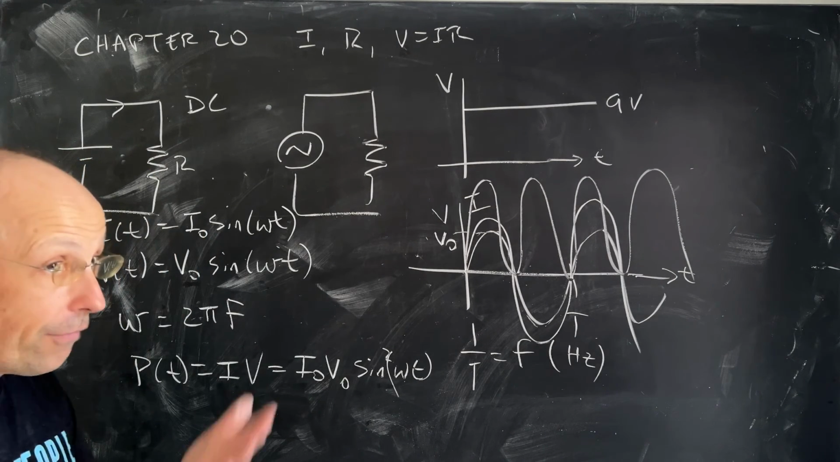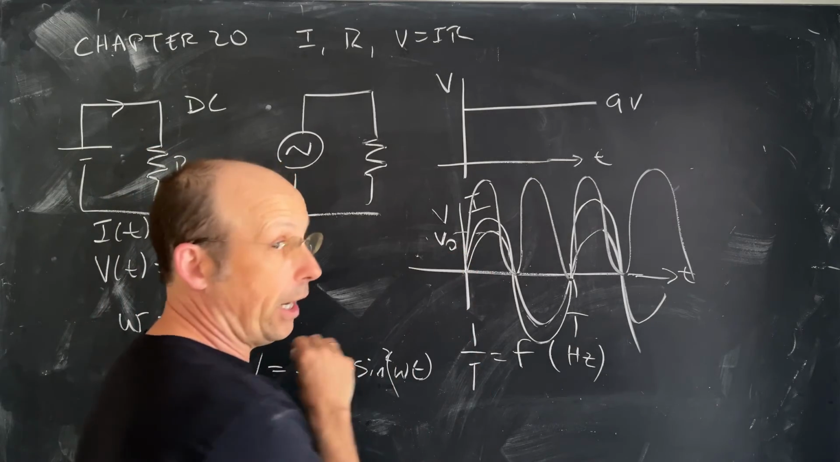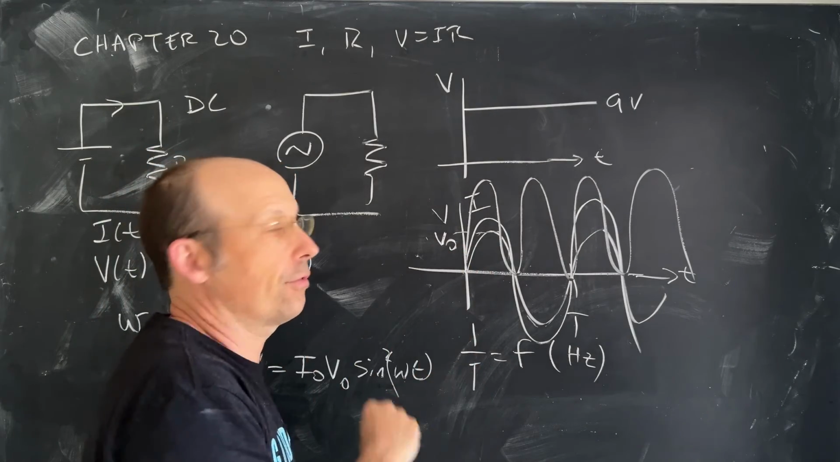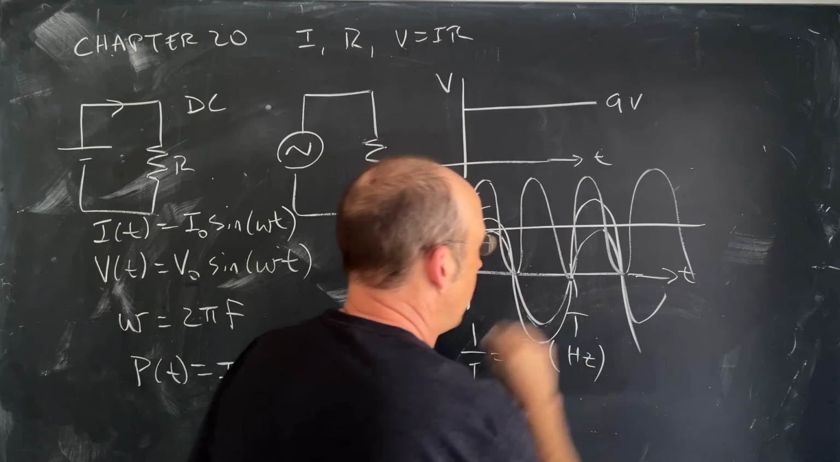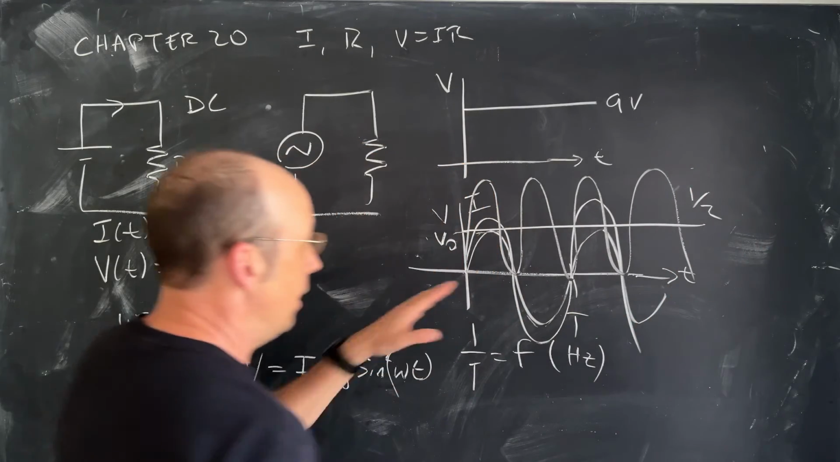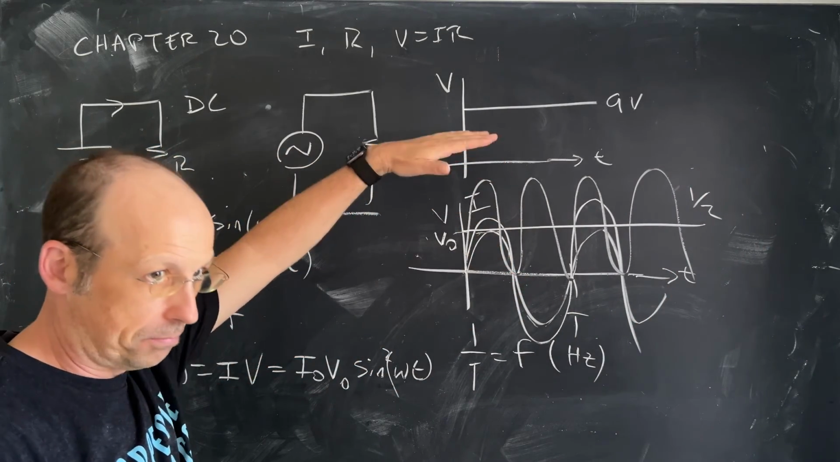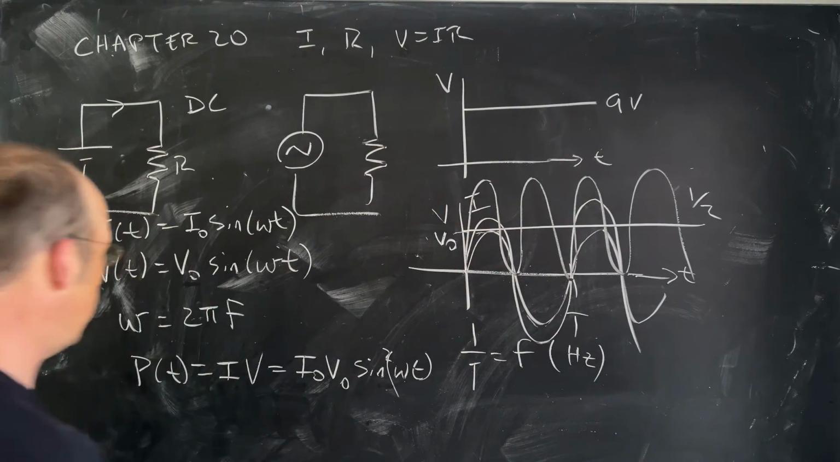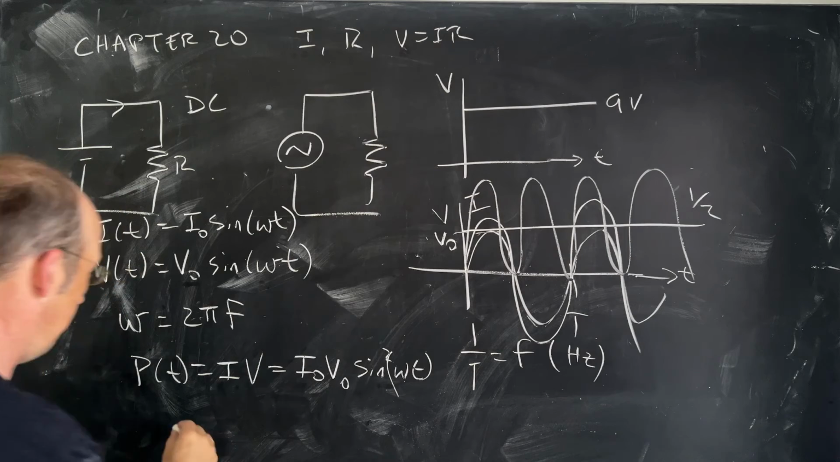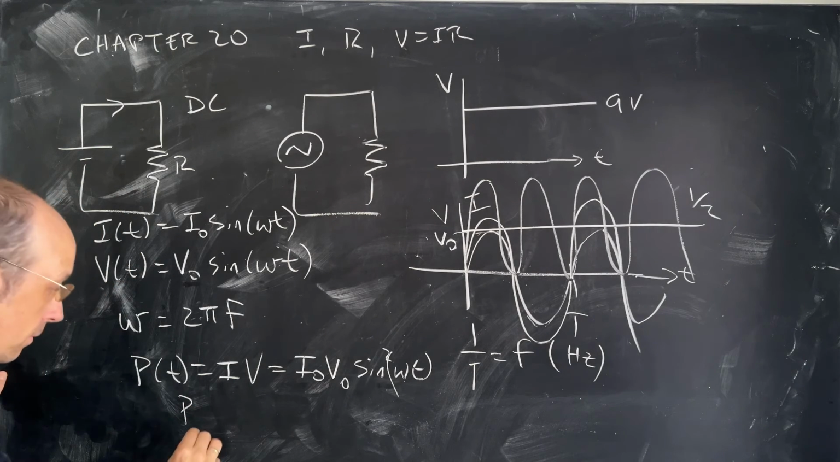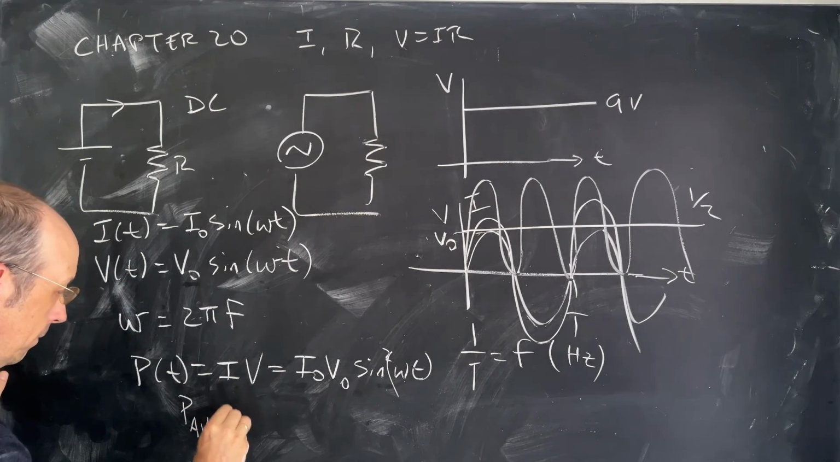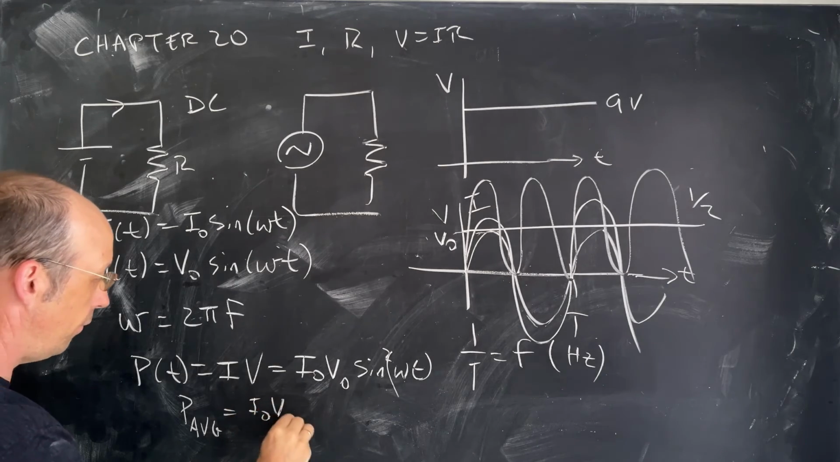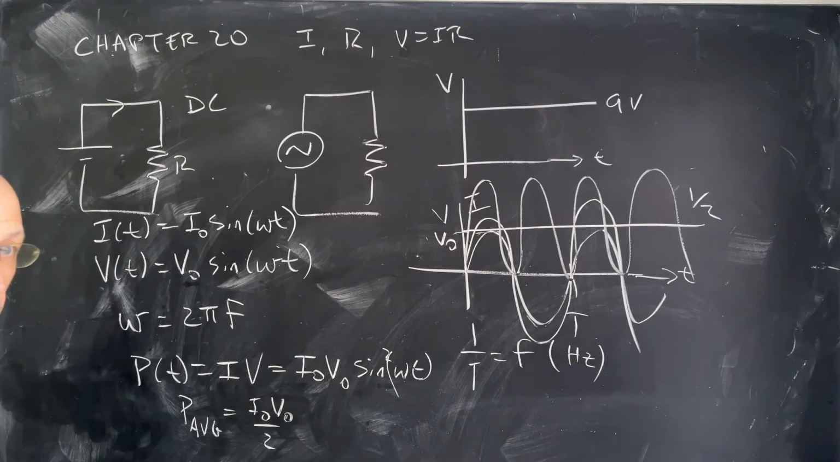If we average this function, sine squared, which you'd have to do with calculus or some other trick, the average of that function is a half. The average of sine is 0, right? Because it's as much positive as it is negative. That's always positive. It has an average of a half. So we can write this P average as I0 V0 over 2.